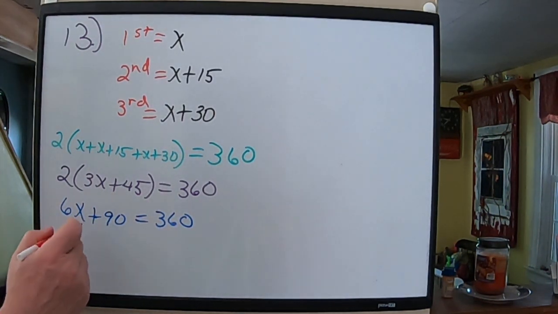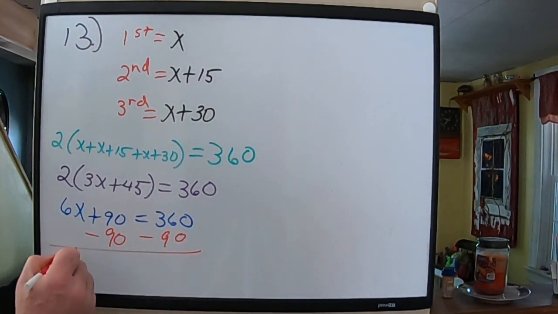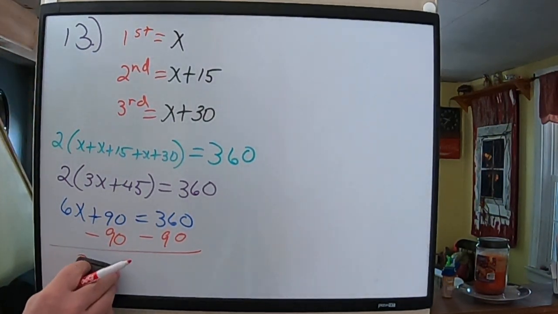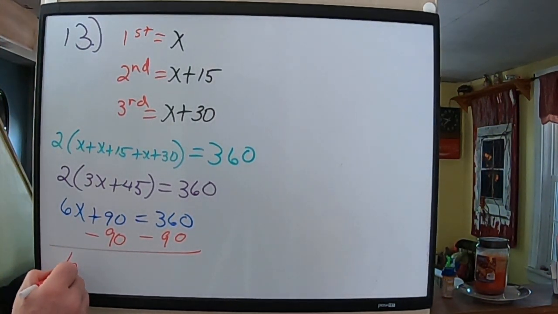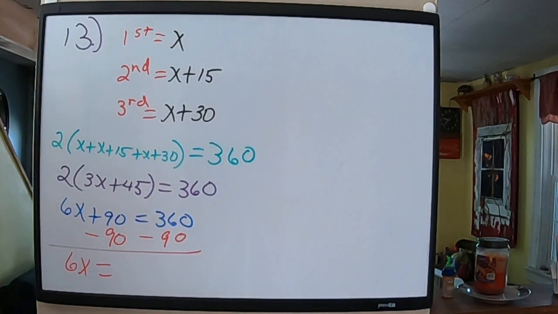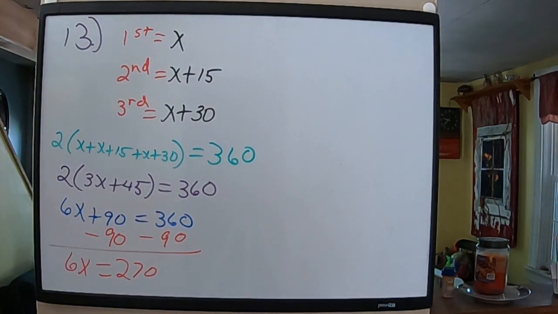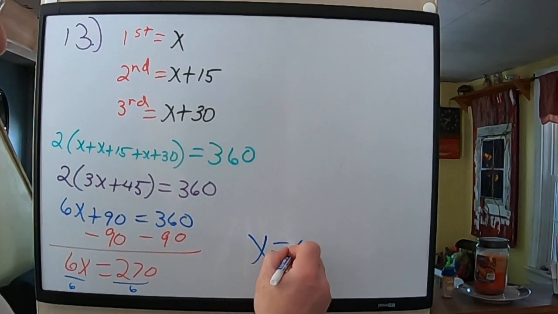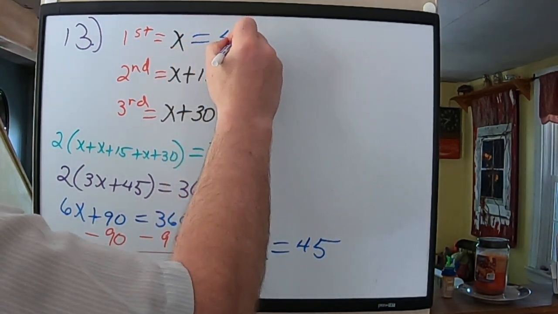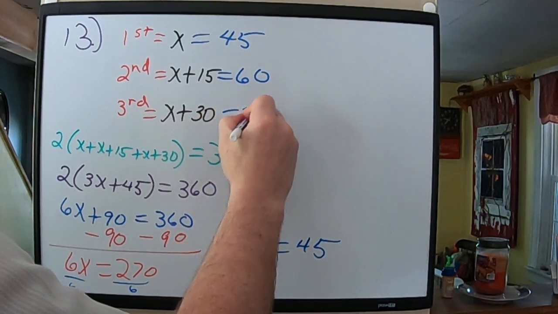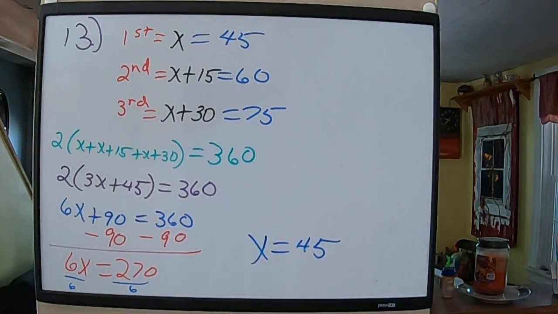All right, so now we're going to subtract 90. Oops, not 3, 6x equals, was it 270? Yes, that's correct. And then divide both sides by 6. You end up with x equaling 45. So 45, 60, 75, and you're all done number 13.